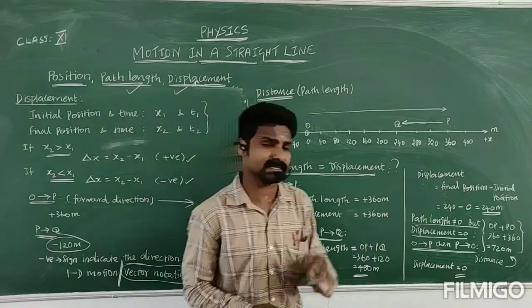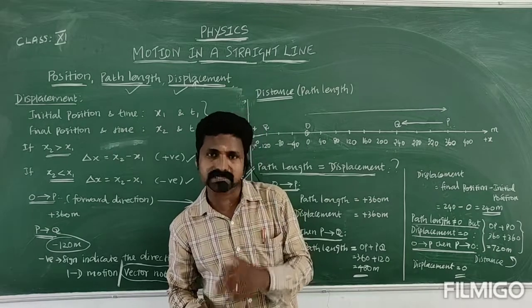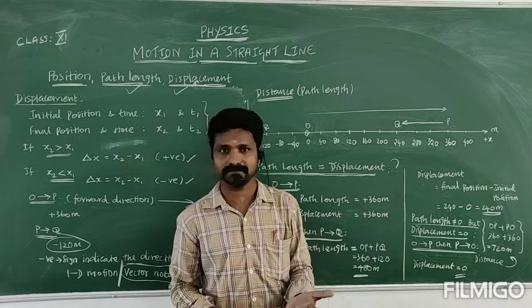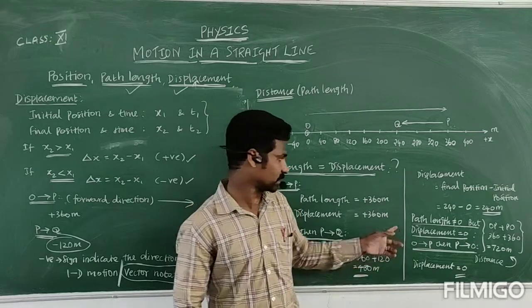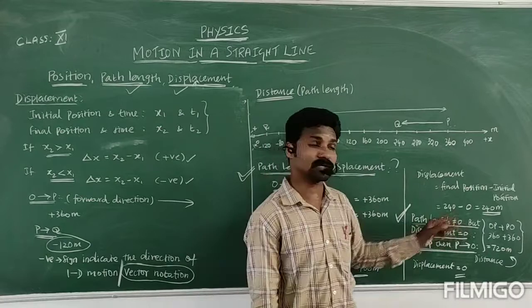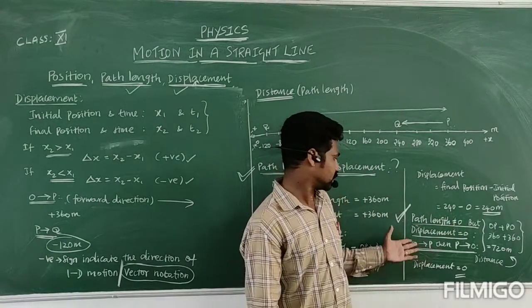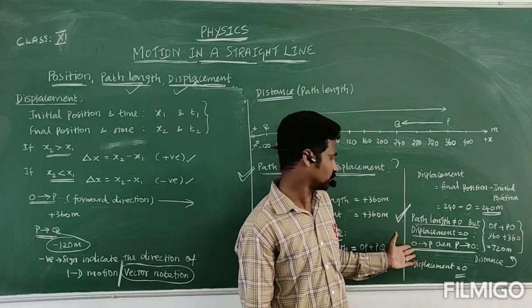In the third case, is there any possibility that displacement is 0 but the path length is there? So that example is next. See that here in the next example, the path length is not 0 but the displacement is 0. How? See that is also an example.